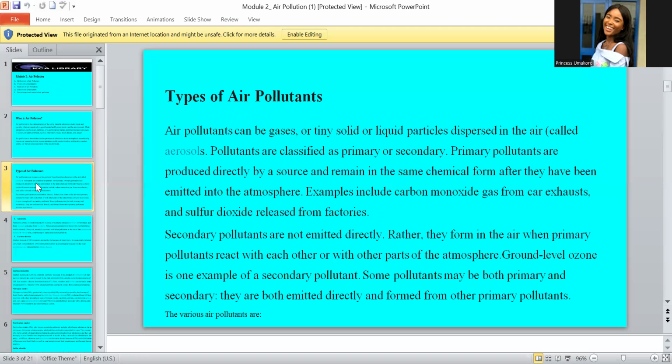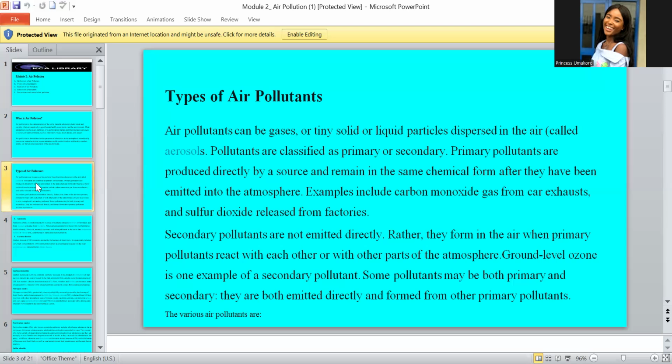Secondary pollutants are not emitted directly. Rather, they form in the air when primary pollutants react with each other or with other parts of the atmosphere. Ground level ozone is one example of a secondary pollutant. Some pollutants may be both primary and secondary.